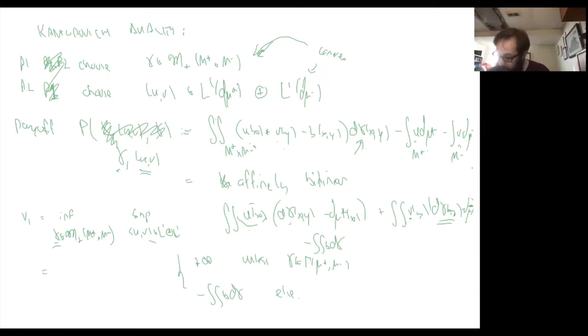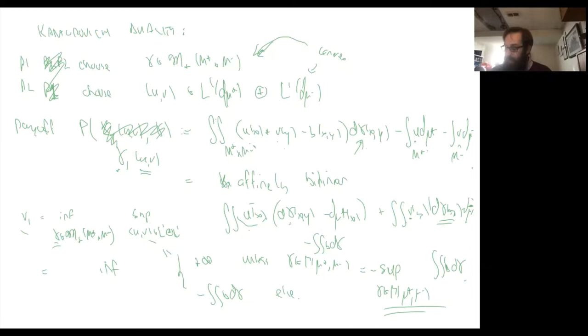And so I'm left with this inf. Apart from this minus sign, if I pull the minus through, it's going to be the supremum over all gamma of plus or minus integral b d gamma. And so up to this minus sign, this is the maximum in the Kantorovich problem. We're going to look at V1, and we're going to look at V2, and we're going to see that V2 is the minimum in the Kantorovich problem.